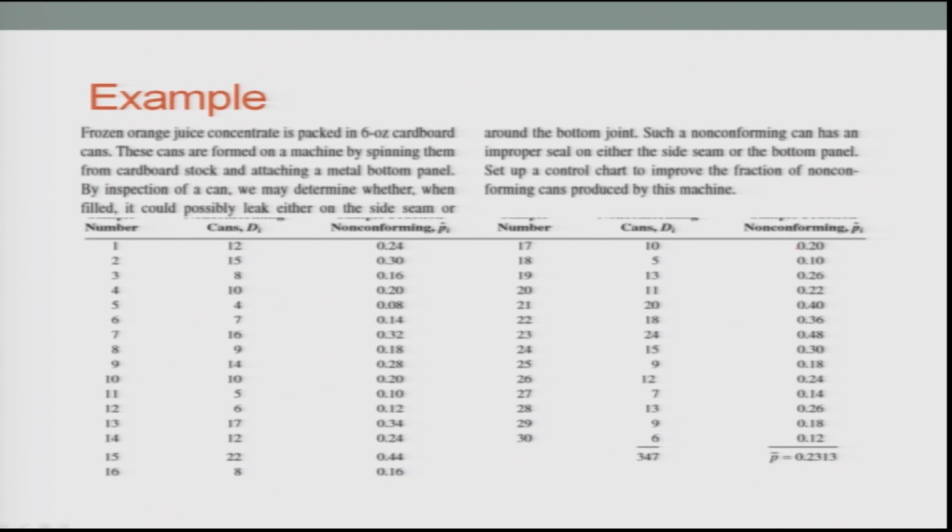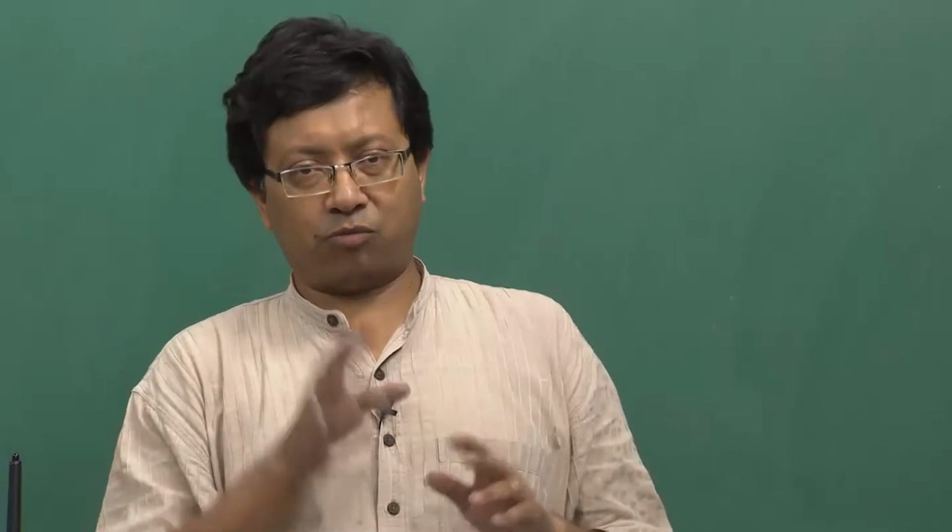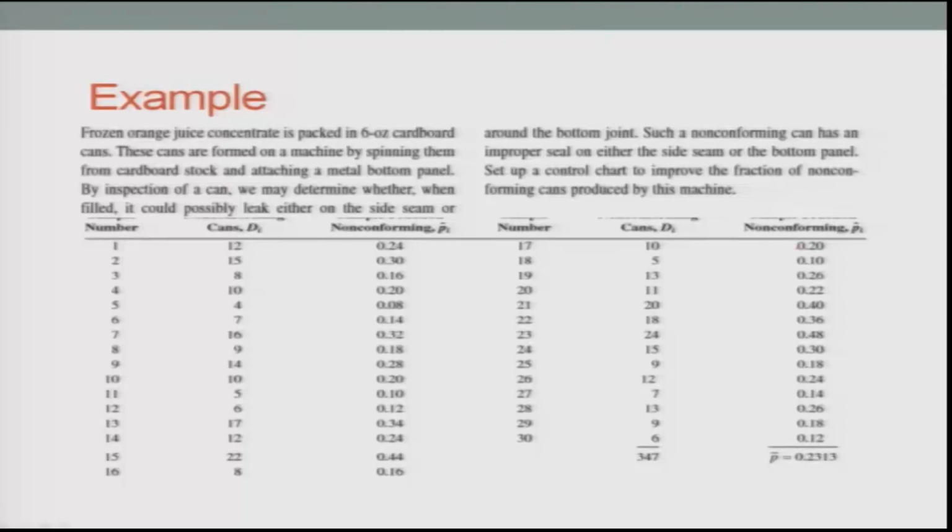Frozen orange juice concentrates are packed in 6-ounce cardboard cans. These cans are formed on a machine by spinning them from the cardboard stock and attaching a metal panel. So, basically you are spinning them, making them from the cardboard and putting the cap on accordingly. By inspection of a can, we determine whether when filled it could possibly leak on the side or the seam and around the bottom. The numbers are given in the first column.